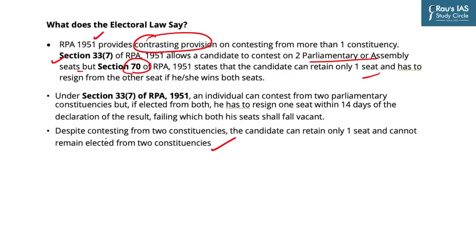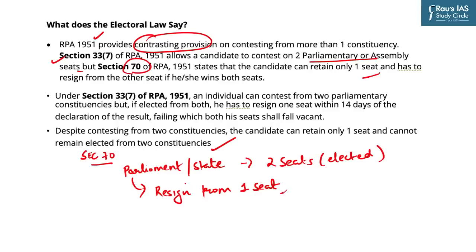And this has been provided under section 70 of the Representation of People Act, which states that if a person is elected from more than one seat in either House of Parliament, or in case of state legislature, then within a prescribed time limit, he has to resign from one seat in writing, which is addressed to the Speaker or the Chairman, or to any other authority that may be prescribed, and the remaining seat shall remain vacant.